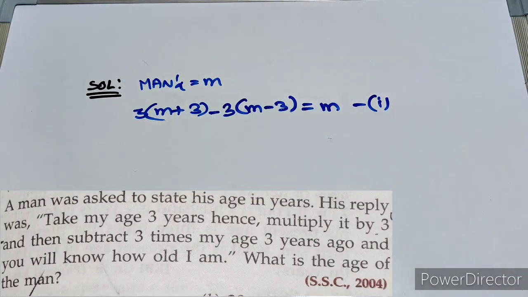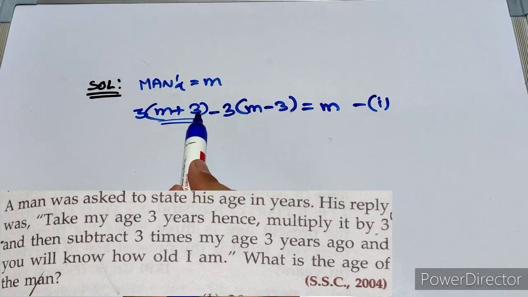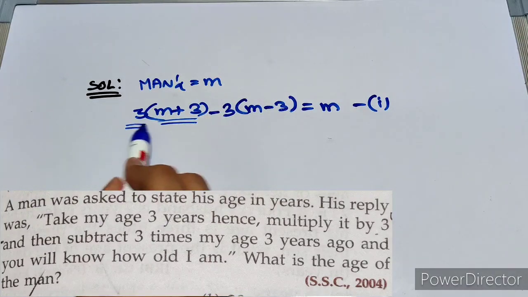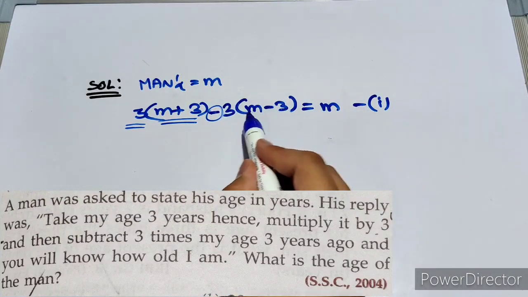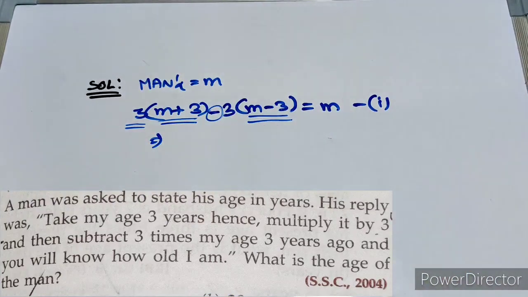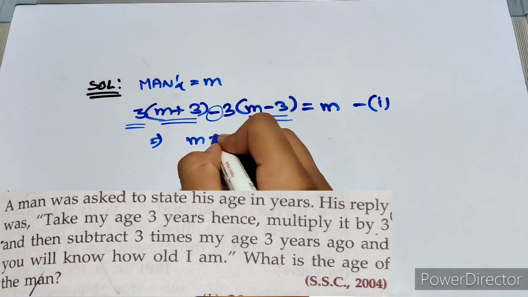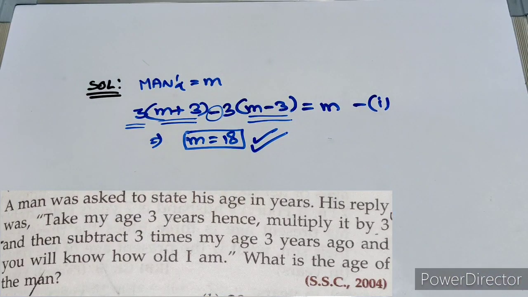So again I am repeating how I wrote this equation. Take my age 3 years hence, multiply it by 3, and subtract 3 times my age 3 years ago. Okay, fine. Now solve the question easily. The 3 and 3 will cancel, so m equals to 18. This was purely a language based question, nothing else, just one equation, single variable, and it can be solved easily.